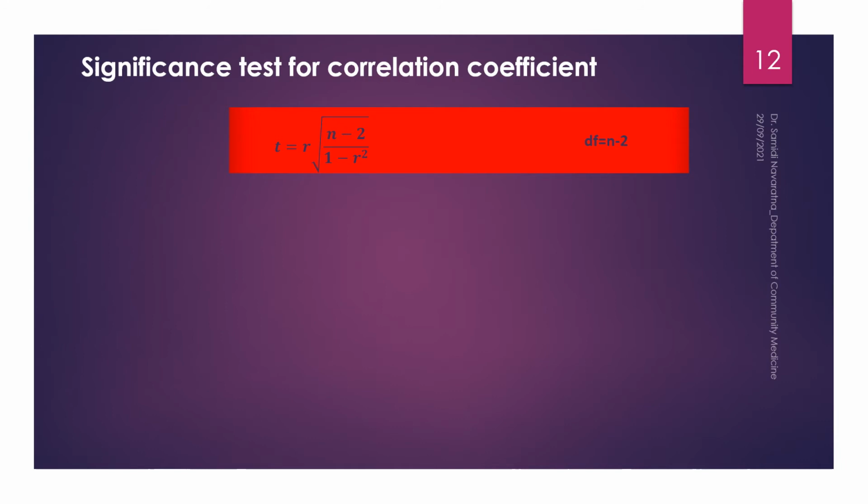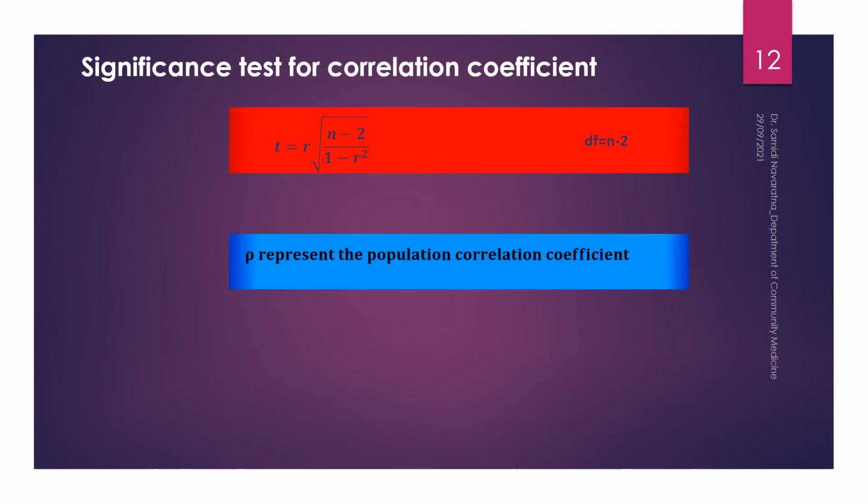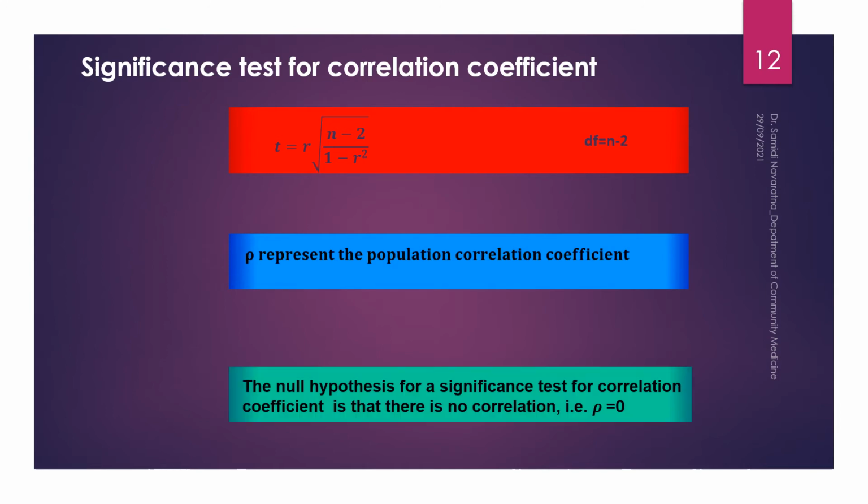As I mentioned, we won't be asking you to do hand calculations for this significance test. And anyway, you need to know the symbol for the population correlation coefficient, that is rho. And the null hypothesis for a significance test for correlation coefficient is that there's no correlation, right? So, which means that rho equals 0.